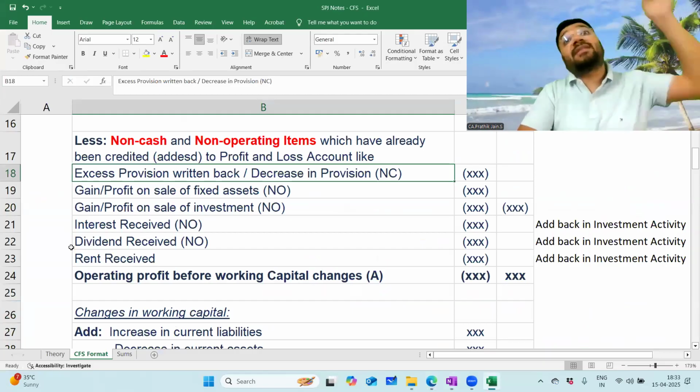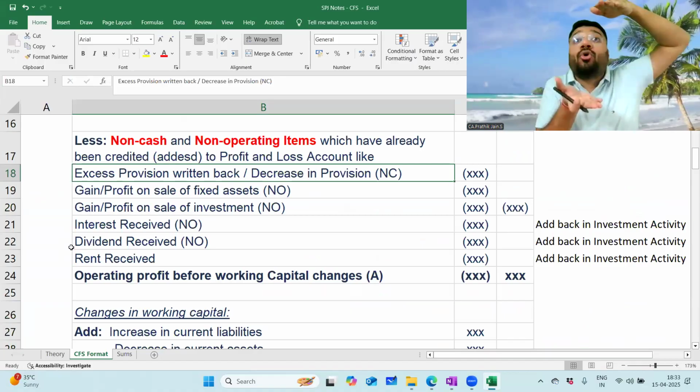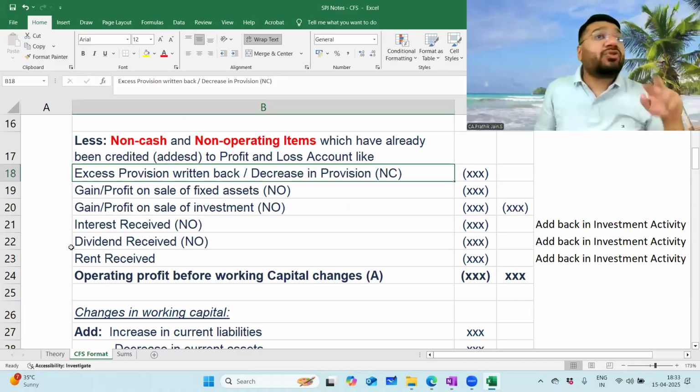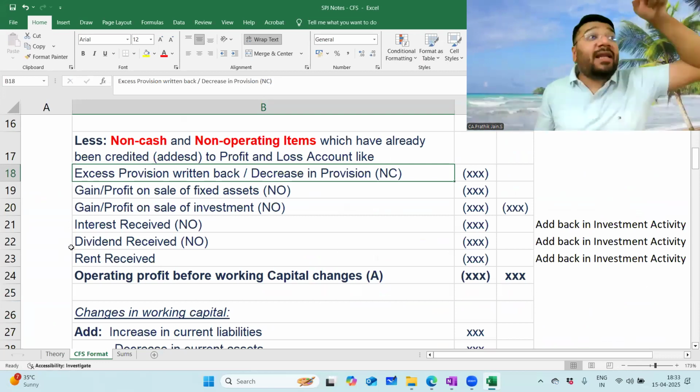The provision which you have excessively created. 10,000 rupees you created. Actual provision in the current year is how much? Only 8,000. So 2,000 extra provision that you created, I'm now reversing that. So that is a gain, no? Yes or no? So this is added to your income.